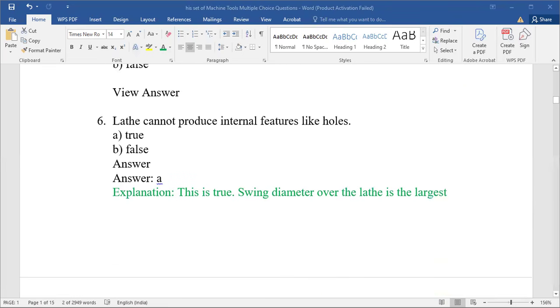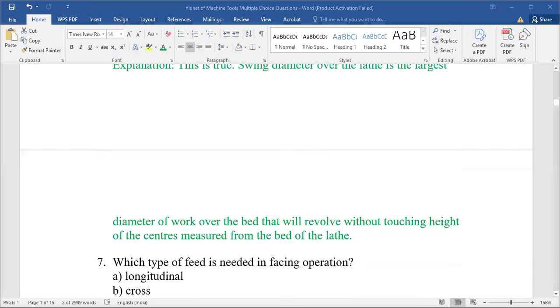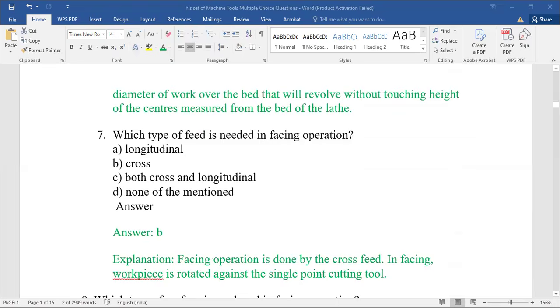See, this is true. Swing diameter over the lathe is the largest diameter of the work over the bed that will be revolved without touching, the height of the centers measured from the bed of the lathe.